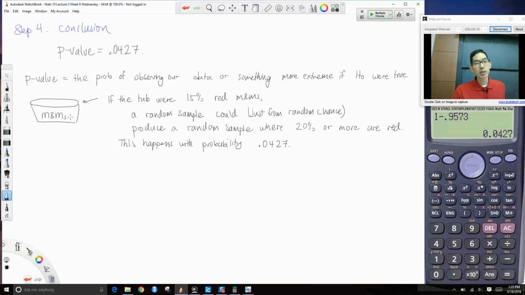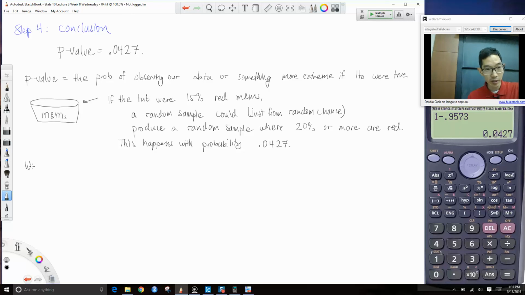you know what? I'm going to say I wasn't part of that 4%, and instead I'm going to come to the conclusion that the percentage of red M&Ms in the tub is actually over 15%. And that's why I ended up getting a sample where 20% were red. Do those two things make sense? So I'll write that.